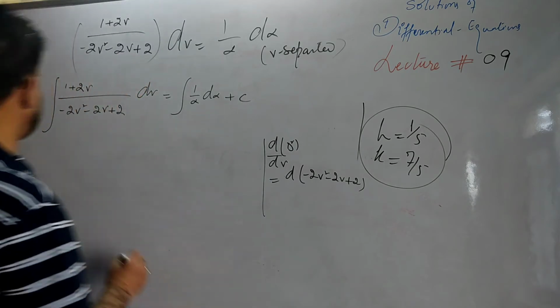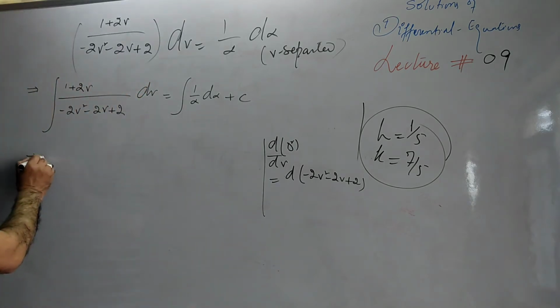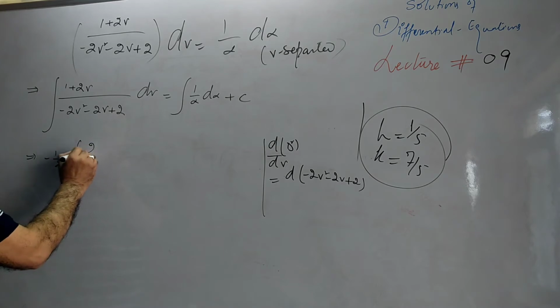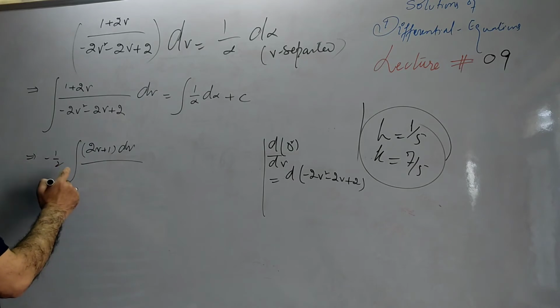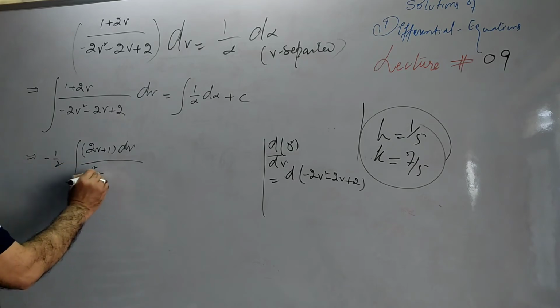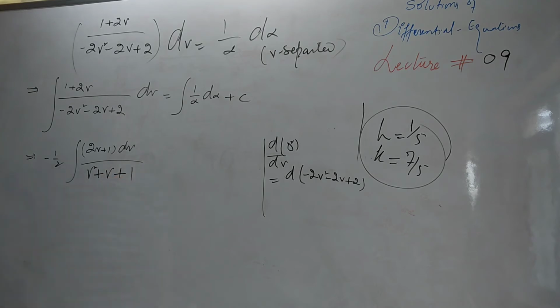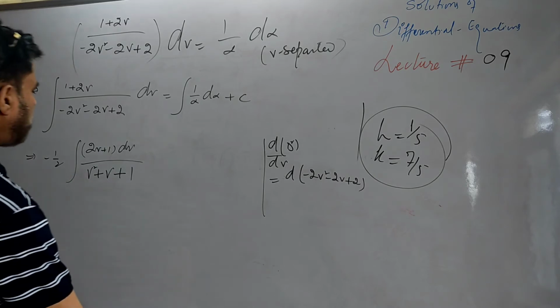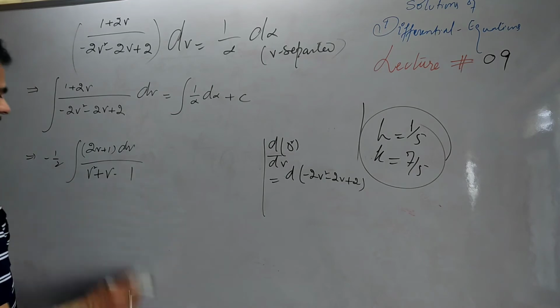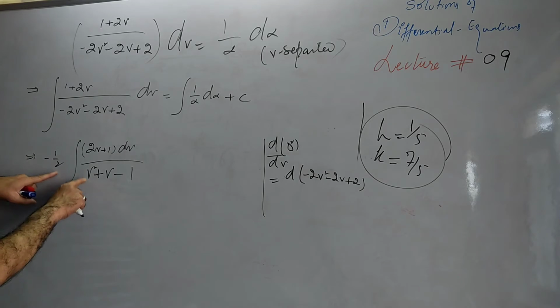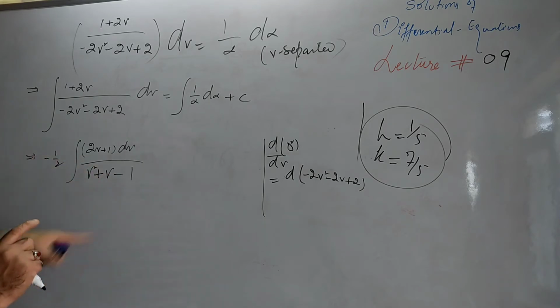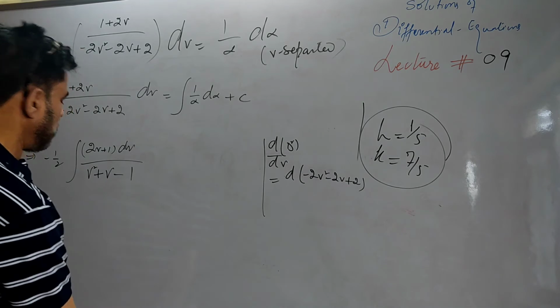Even I can take one step here: I can take 2 common. I will write this as minus 1 by 2, integral of (2v plus 1) dv over v square plus v minus 1. When you take 2 common, minus 1 by 2, it is v square plus v minus 1, because we took minus common, so here it is minus 1. Multiply by minus 2: minus 2v square minus 2v plus 2. Okay, minus 1 by 2, we took 2 here. Now we will see what is the derivative of this.